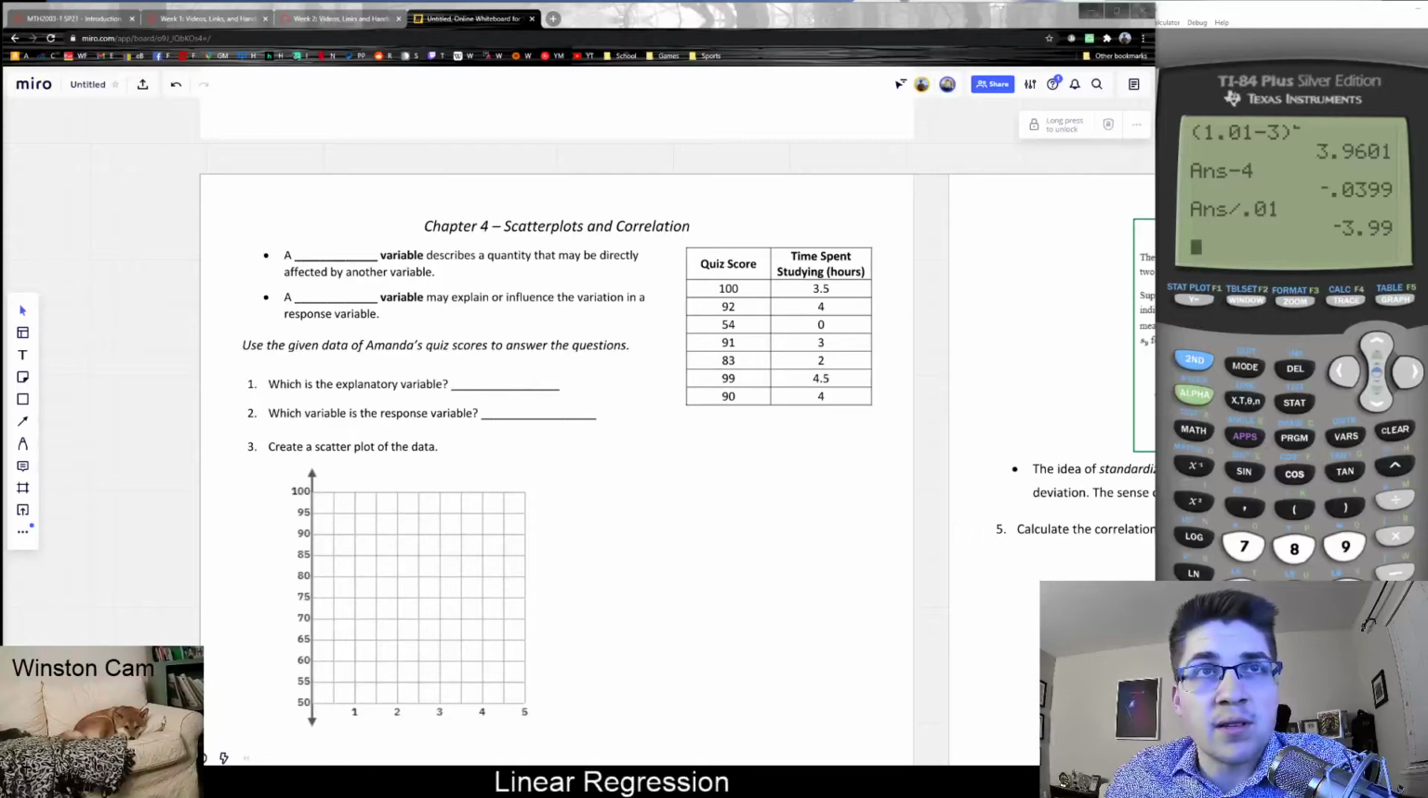In chapter 4, we focus on scatter plots, which are graphs that use both an x and a y axis to compare two different variables or two different distributions at the same time, with the goal of being able to determine, well, does one variable influence the other in some meaningful fashion? In chapter 5, we're going to be doing linear regression, which is a process of trying to see how closely these variables are related to one another.